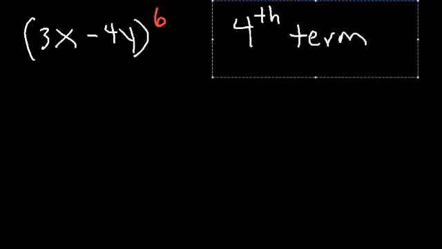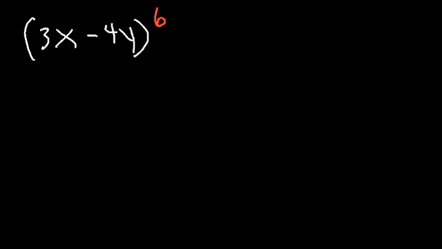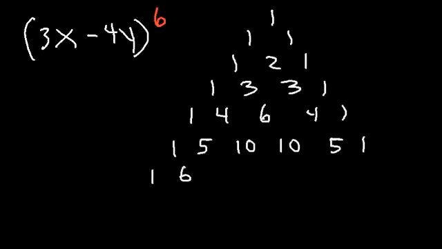So first, let's create the triangle. So we know it's 1, 1, 1, and then 1, 2, 1, 1, 3, 3, 1, 1, 4, 6, 4, 1. 4 plus 1 is 5, 4 plus 6 is 10, 1 plus 5 is 6, 5 plus 10 is 15, 10 plus 10 is 20, and the right side is the same as the left side. Since we have a 6 for the exponent, we want to start using a row that has a 6 as the second term.